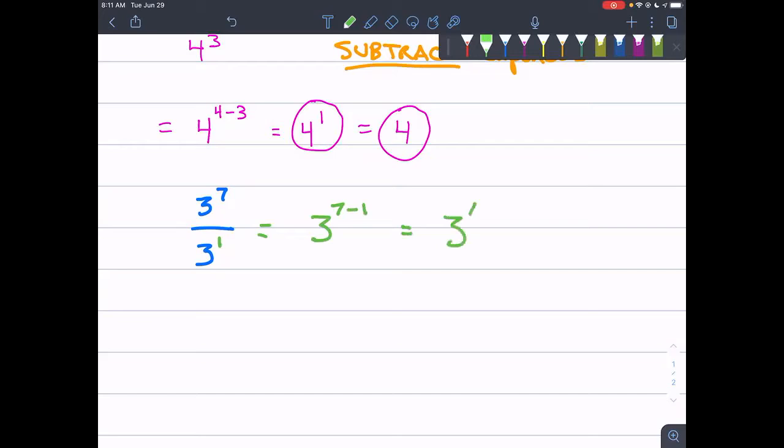3 to the 6th. And in some cases, they may want you to expand that. You can put that in your calculator. I can show you guys how to do that. 3 times 3 times 3 times 3. You wouldn't want to do it that way, but there's a quicker way to do it. 3, and then there's a little sort of an upside down V that you can put a 6 in and then equals, and it'll spit out the answer for you.